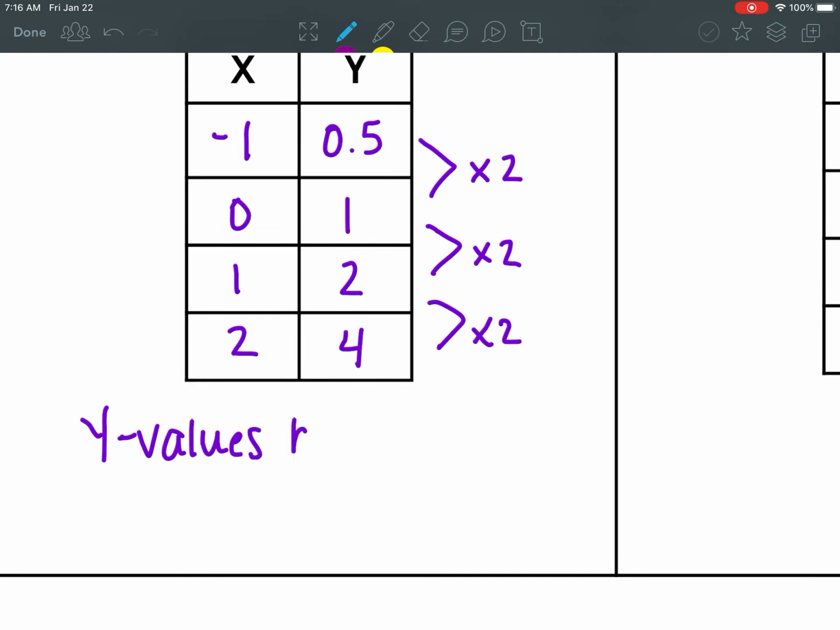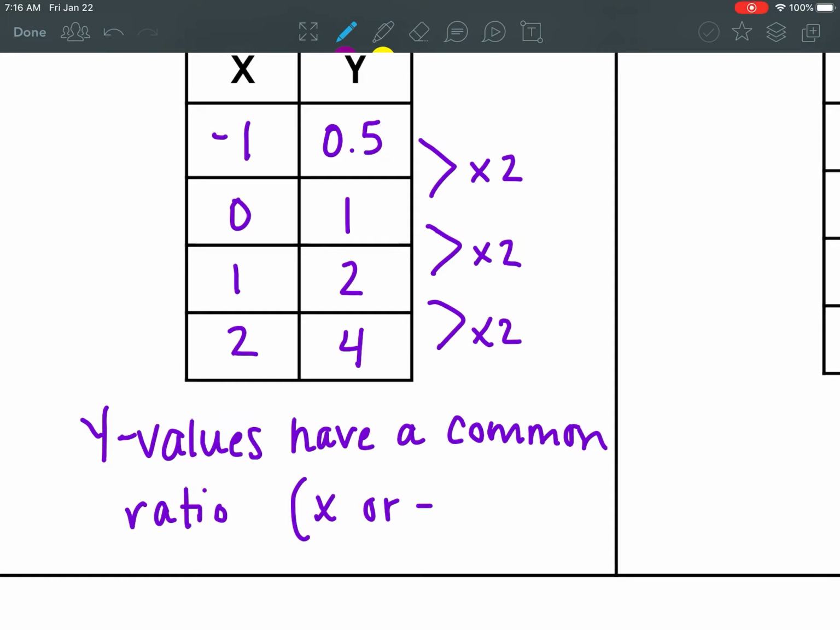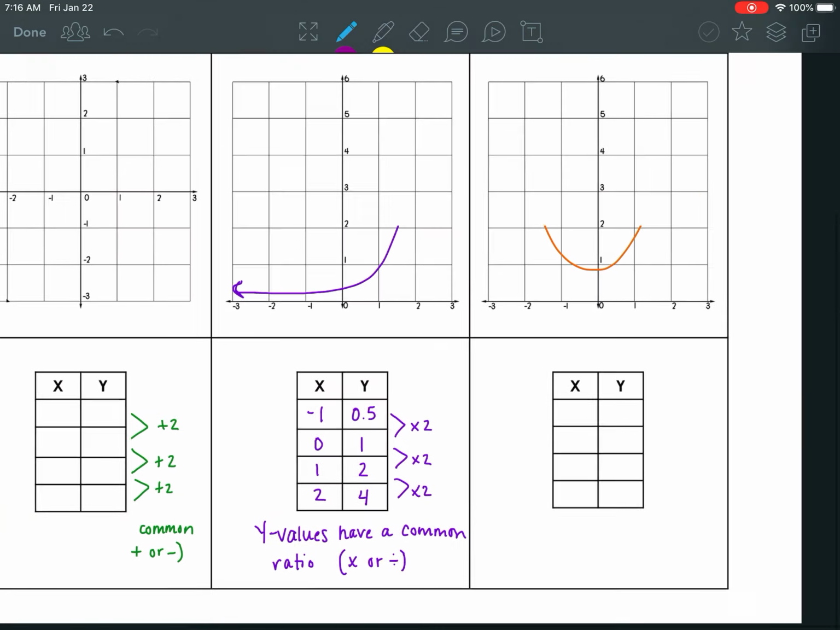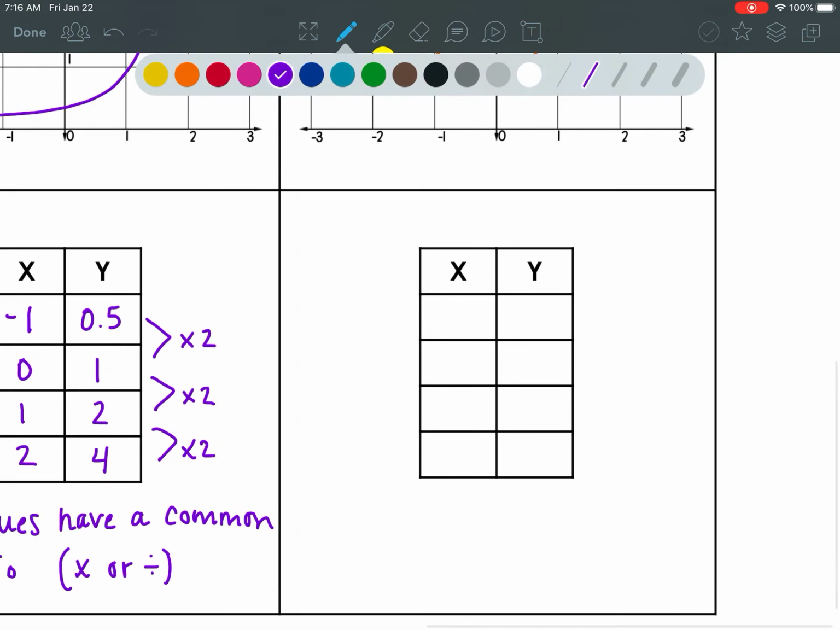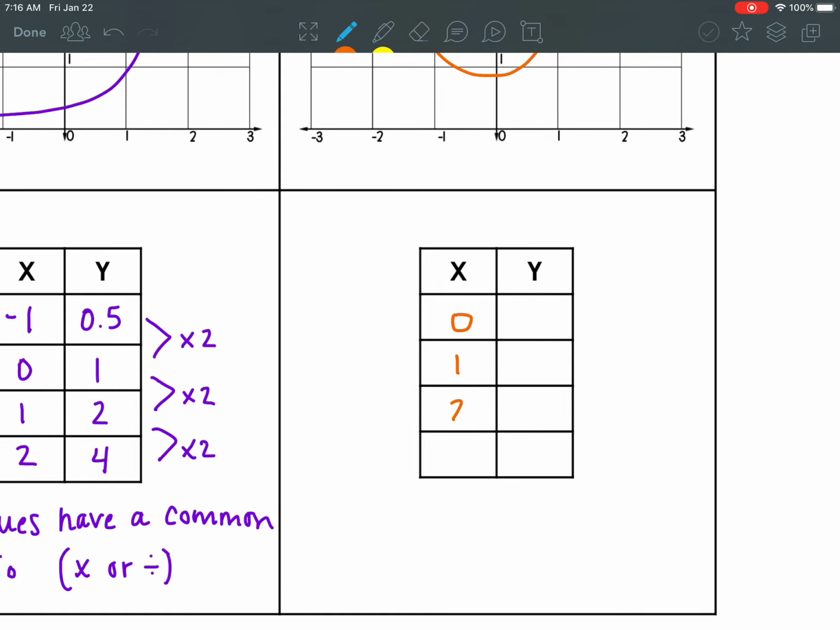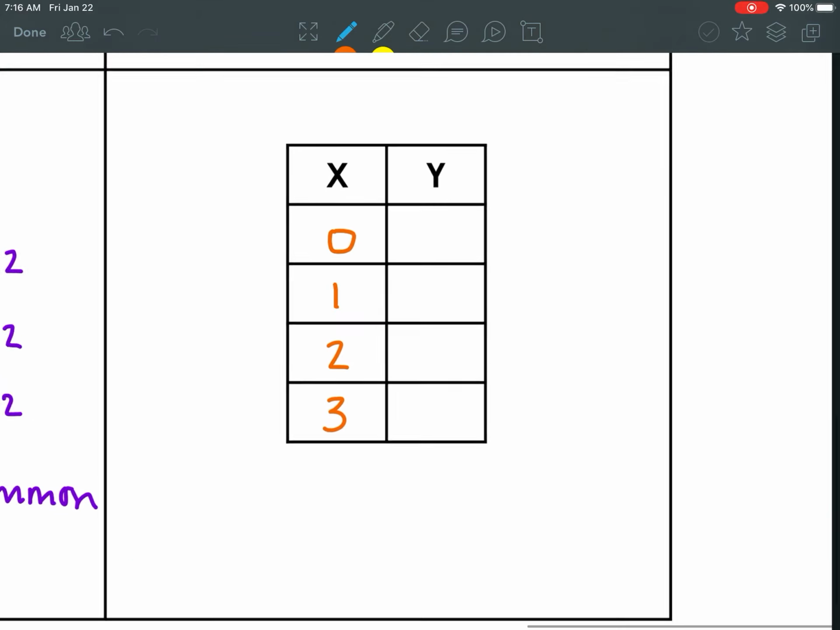So in this case, the y values, or the y coordinates, they have what we call a common ratio. And a ratio, when we look for that, we are going to multiply or divide the same number over and over, okay? Then last one, a quadratic, little harder to find that pattern.